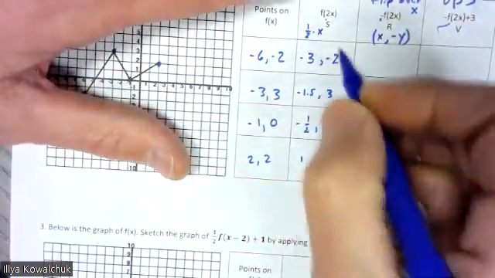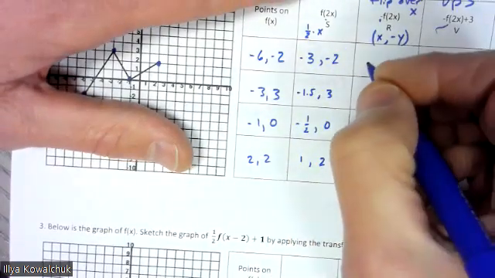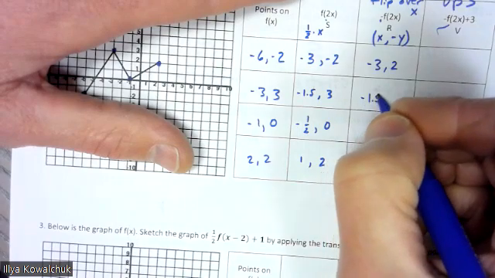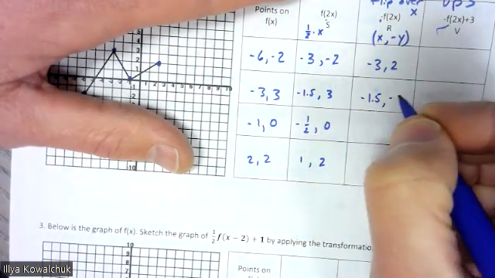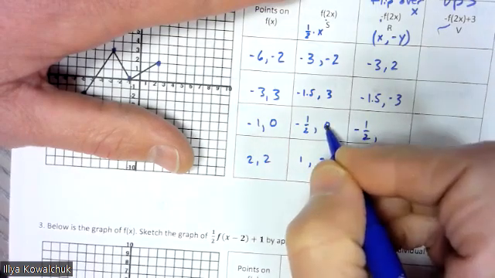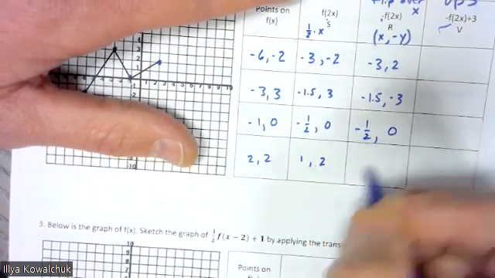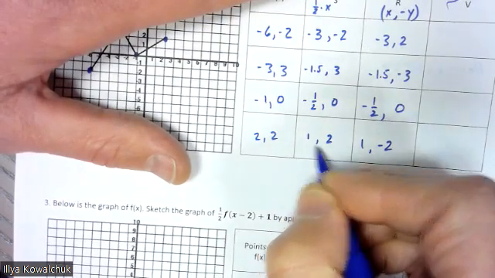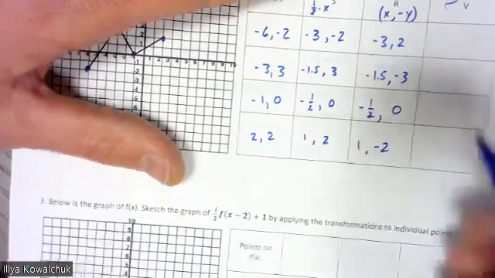Since we've changed these points, now we're going to work with these points here. So I'm going to have -3, comma, +2, -1.5, and then this 3 becomes a -3. -1/2 stays the same. And then this 0 doesn't change because it's not positive or negative. And then we have 1 and -2, right? The 1 stays the same and the 2 becomes negative.